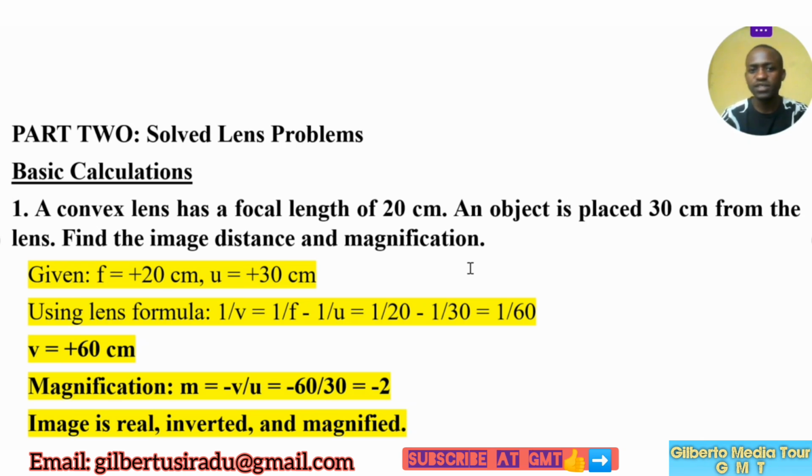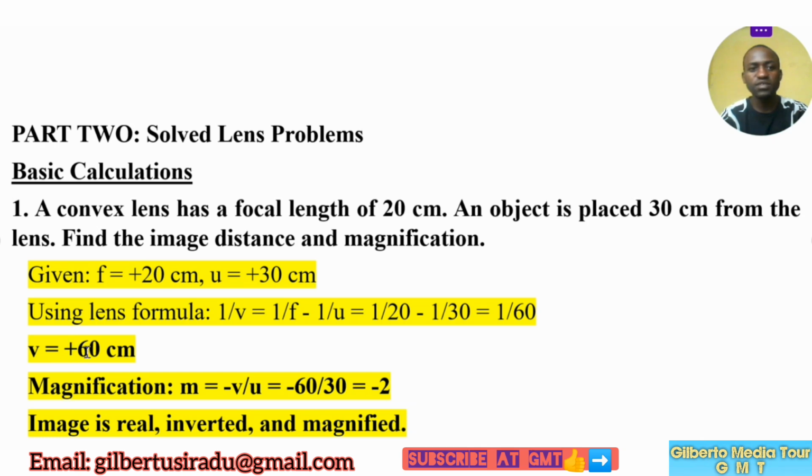So it's a very simple question. We have the focal length, we have the object distance, and we have this equation: 1/v = 1/f − 1/u. Then the remaining step is to replace the symbols with the given numbers. By calculation, we will see that the image distance equals 60 centimeters. As you see, it is positive.